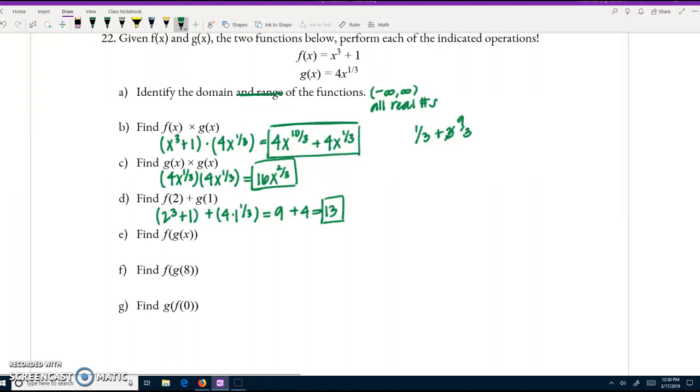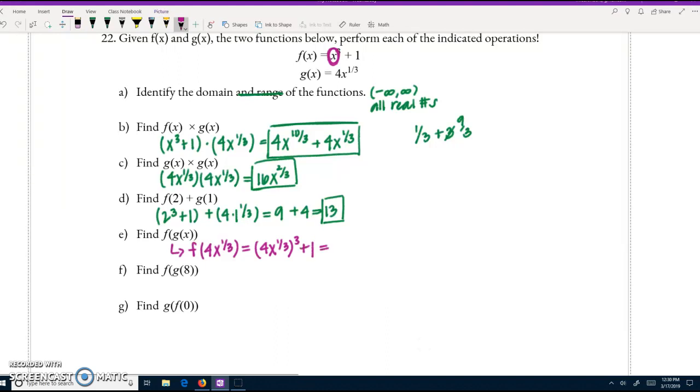Now I have f of g of x. So this is my function composition work. With this kind of operation, I would recommend first rewriting this as f of whatever the expression for g of x is. So f of 4x to the 1/3, which then tells me where I see an x in this operation, I'm going to fully substitute in a 4x to the 1/3. So that's going to become 4x to the 1/3 cubed plus 1.